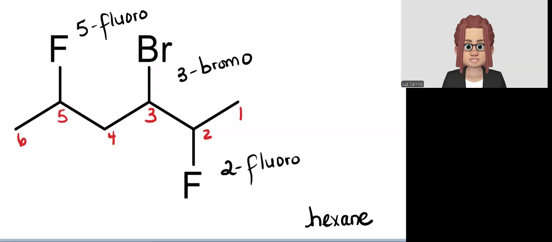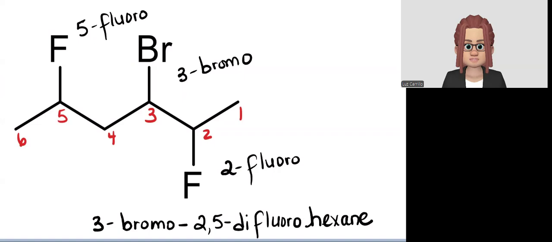So when I put them in alphabetical order, I'm going to say 3-bromo. And because at position 2 and 5, I have the same substituent, I'm going to say, well, at position 2 and position 5, I have 2, meaning I put the prefix di, and then I put the word fluoro as a descriptor of the substituent, and then I put the main chain. So the correct name for this molecule is 3-bromo-2,5-difluorohexane.